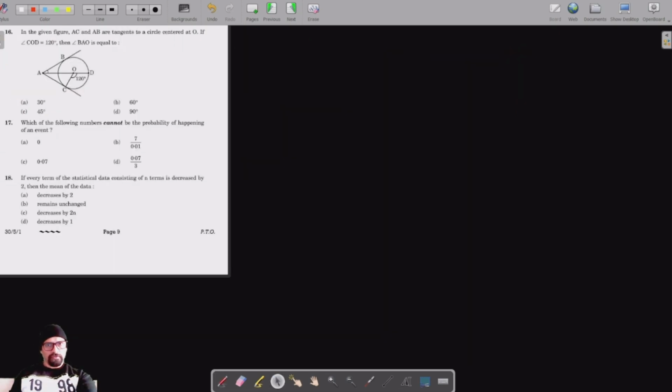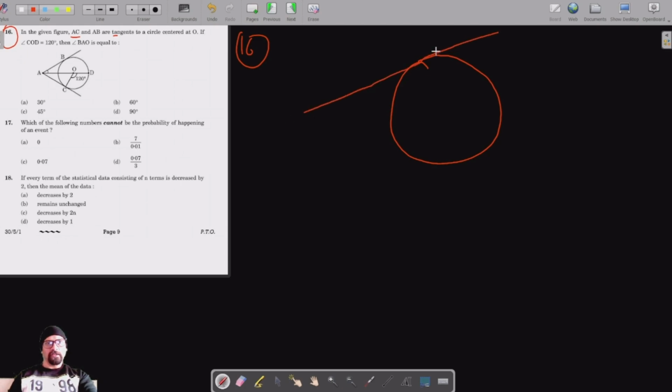Okay, for question number 16, it's given that AC and AB are tangents to a circle. So these are the tangents to a circle. And it's given that angle COD is 120 degrees. We have to find angle BAO. So let's redraw this figure. This is the circle. This is the tangent AB.